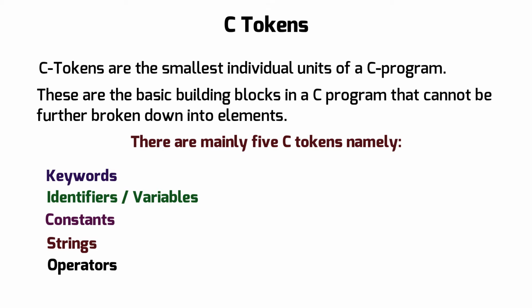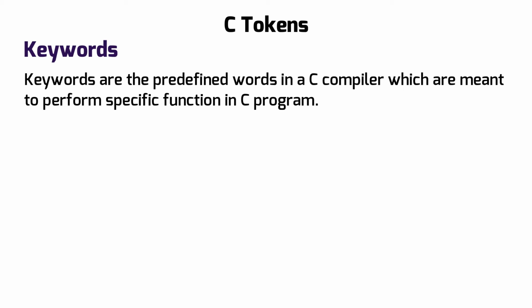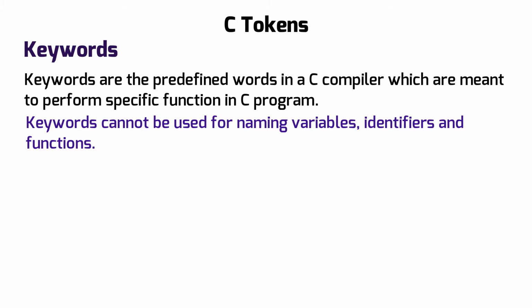Now we will see keywords. Keywords are the predefined words in a C compiler which are meant to perform a specific function in a C program. Keywords cannot be used for naming variables, identifiers, and functions. Kindly keep in mind, keywords cannot be used for naming variables, identifiers, and functions.